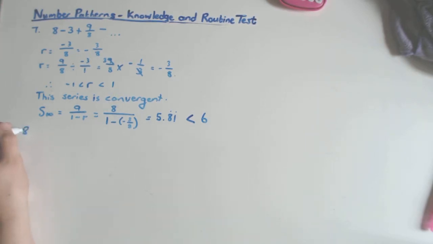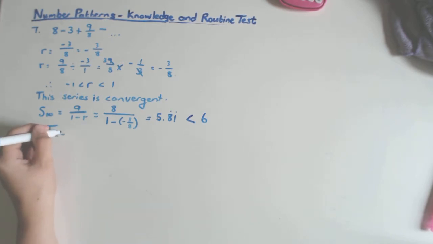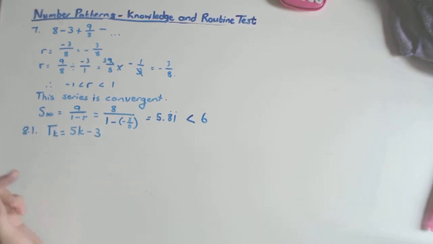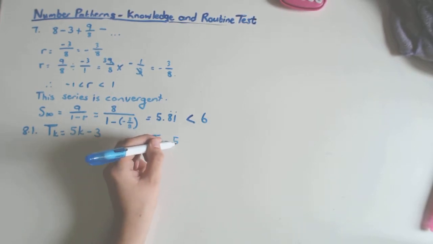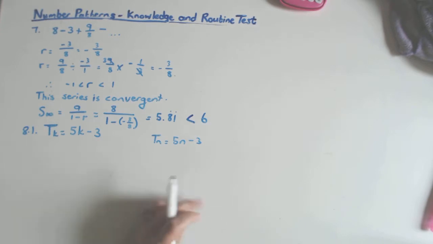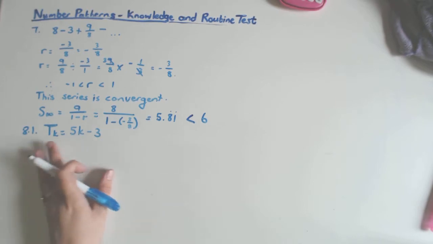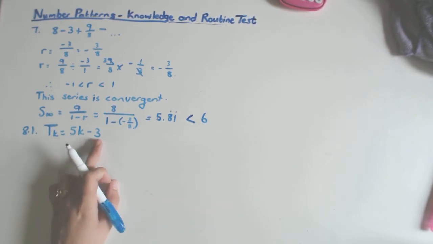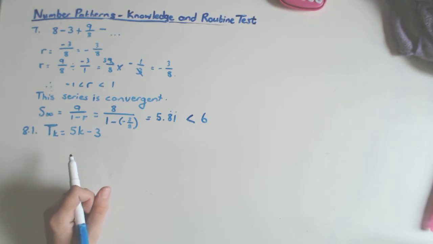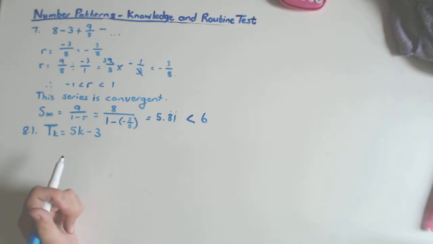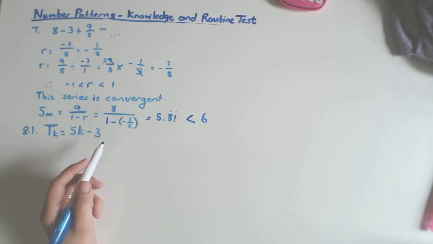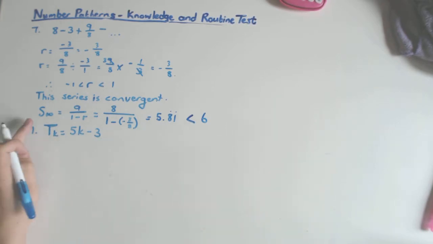Okay, so question 8, they say, given that tk is 5k minus 3, now don't get freaked out. They've just taken the usual tn is 5n minus 3 and just replace the n with a k to make it look a bit different. You're going to do exactly the same. This is an arithmetic. Can you see? It's a linear equation. That's arithmetic series sequences. Given that this, show that this sequence is arithmetic.